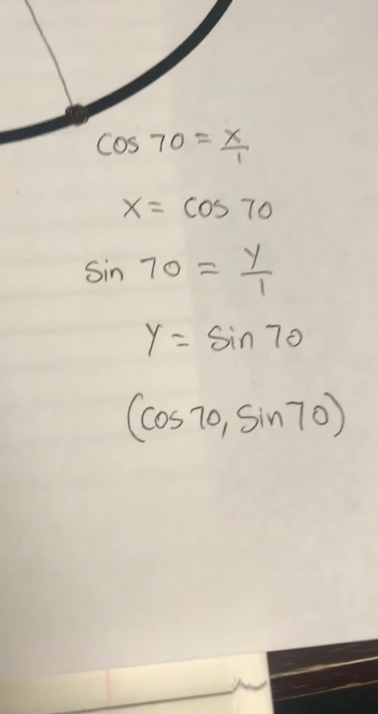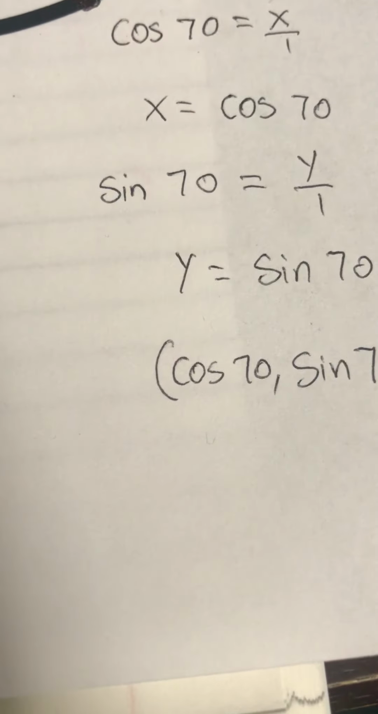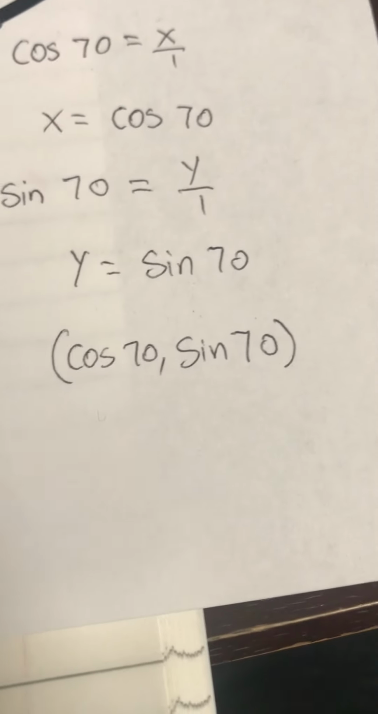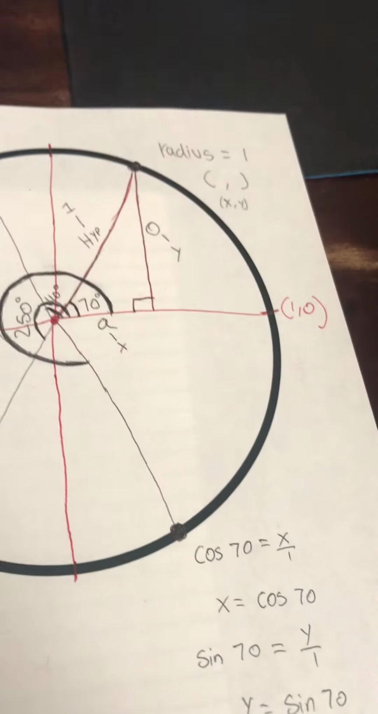And now we figured out our coordinate points: cosine of 70 and sine 70. I'm not going to write it in decimals because it's really long. So I'm just going to write it as this, and the cosine of 70 value and sine of 70 value are going to be the x and y coordinates.